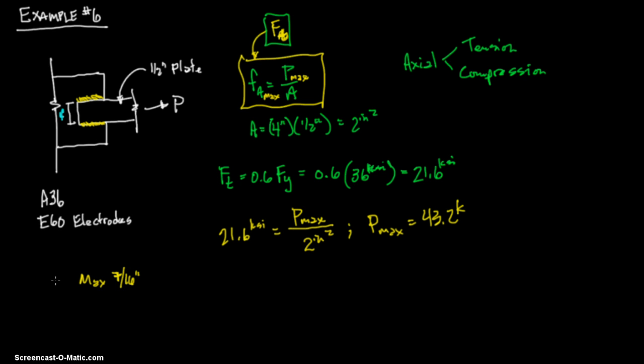And the reason we want to max out the weld is because if you made a smaller weld, you would just have to have a longer weld. I hope that makes sense. It's going to have less strength. So the max is what we want to use, 7/16 inch.